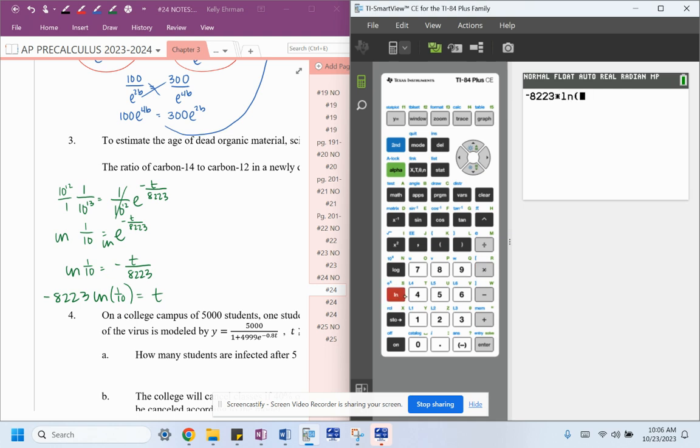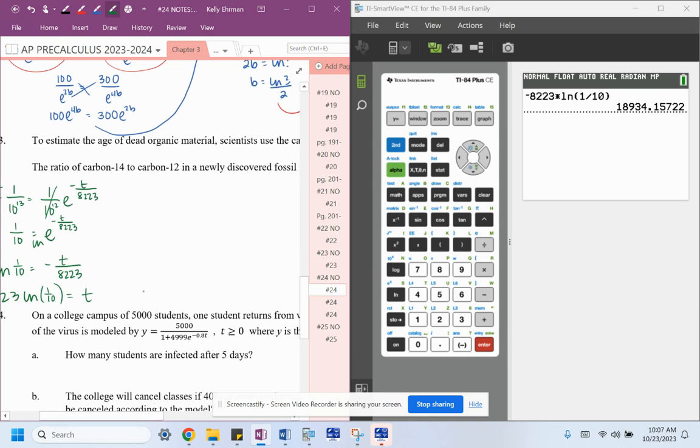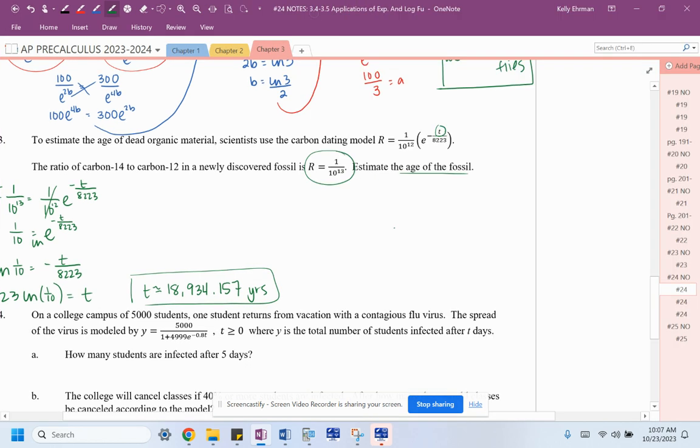8,223 times the natural log of 1/10. That's pretty old, right? We're talking about a fossil here. So t is about 18,934.157 years. That's the age of the fossil. That's kind of cool.